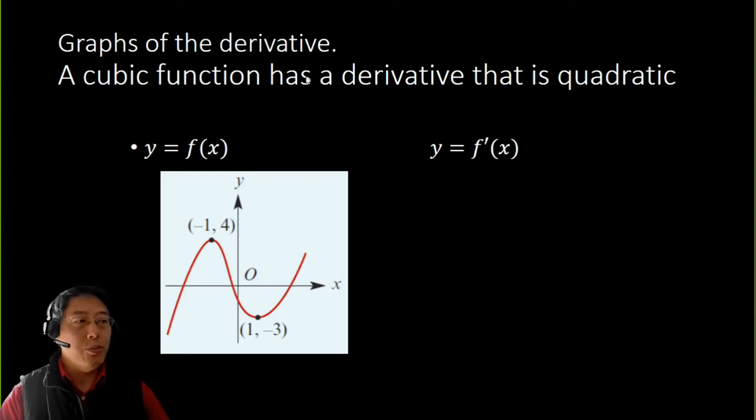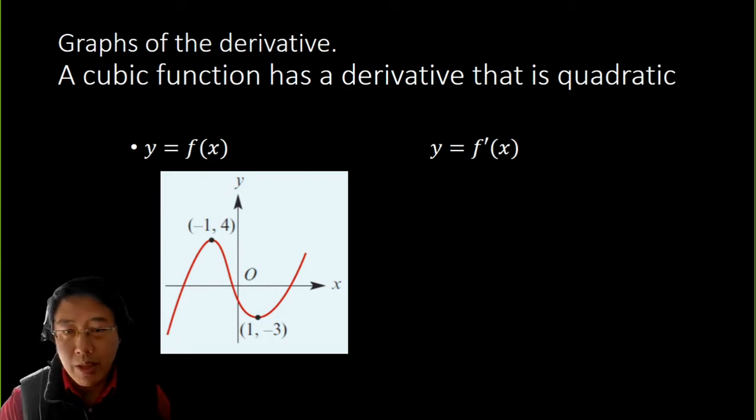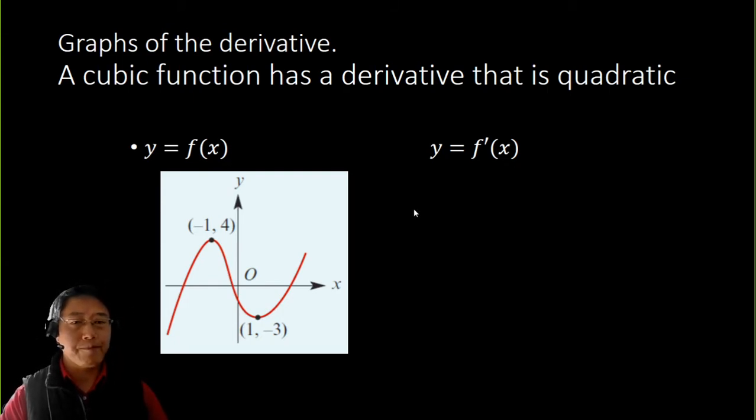So for a cubic function, cubic will have 3 terms: x cubed, x squared, x, and a constant. You differentiate that, that will give you a quadratic. So a full quadratic will be in the form ax squared plus bx plus c. And then depending on the situation, some of the terms might not be there, and so on.